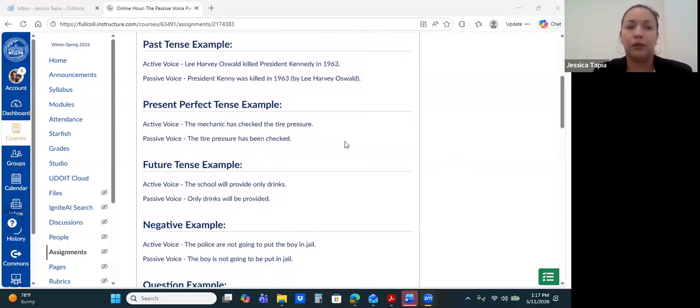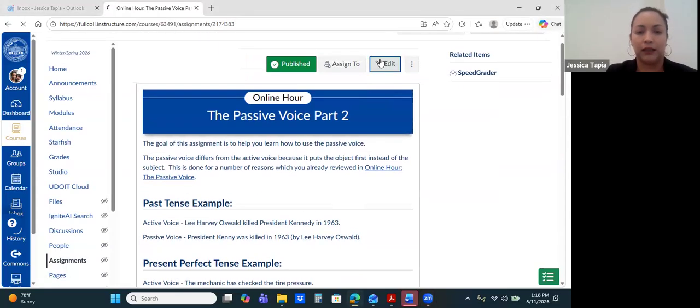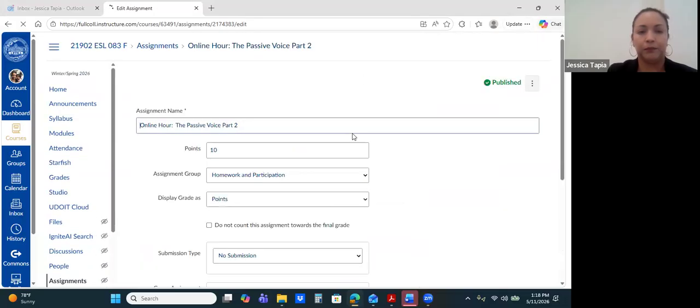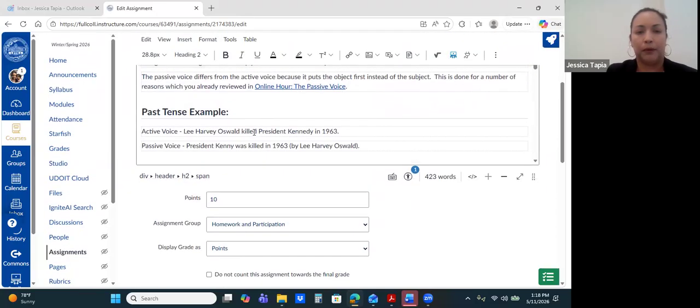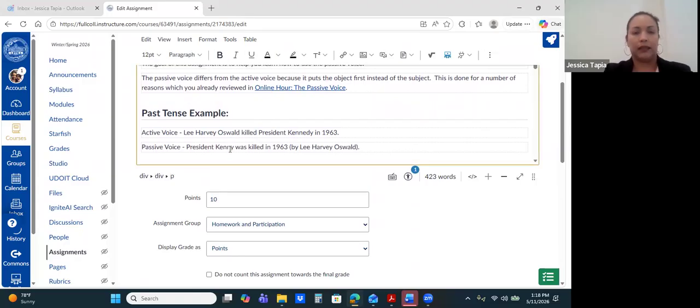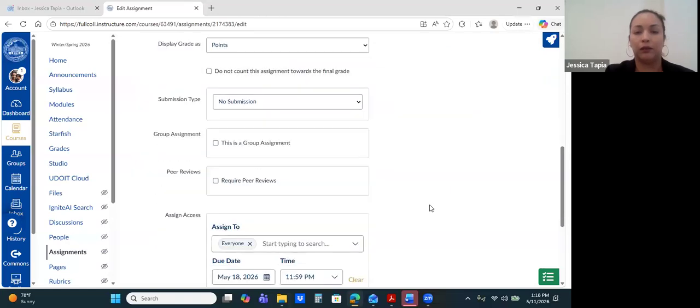So a past tense example is Lee Harvey Oswald killed President Kennedy in 1963. And you'll recognize this one from our first exercise. So this is the active voice. The passive voice would be President Kennedy. Oh, I put President Kenny. It should be President Kennedy. Let's fix that now. President Kennedy was killed in 1963 by Lee Harvey Oswald.